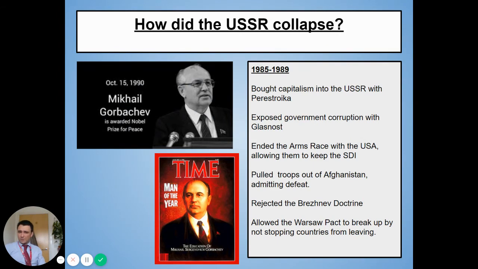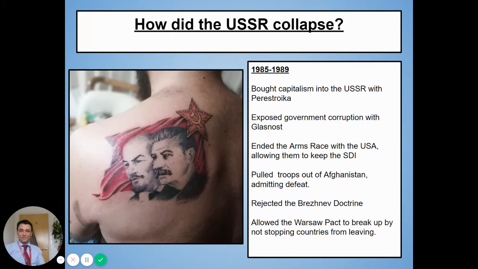And that was part of the problem, because if we look at this from a hardline communist's point of view, we could see here that Gorbachev could be seen as a disaster. That he had brought capitalism into a communist society. He'd allowed the government to be interrogated by the public. That he had ended the arms race with the USA, shown weakness, and let America keep the Strategic Defense Initiative. So in the future, America could launch nuclear weapons at Russia without fear of repercussion.